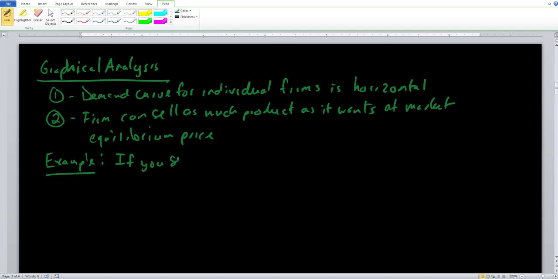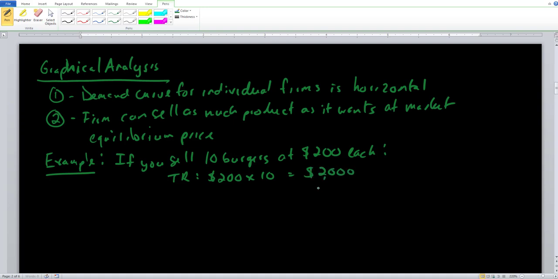Let's use a burgers example. So 10 burgers. I'm pretty hungry. If you sell 10 burgers at $200 each, how much is your total revenue under these numbers? We take the equation for total revenue, price times quantity. So total revenue is going to be price, $200, times quantity, 10 burgers. Therefore, your total revenue is equal to $2,000.